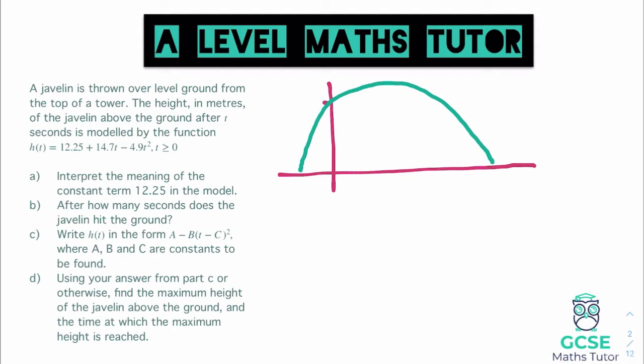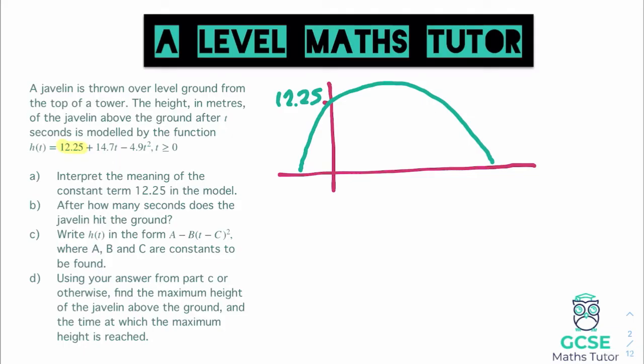Now if we look at the actual function here, we've been given a load of numbers. Now we should already know from sketching quadratics and just knowing about coordinate geometry and our line equations that one of those numbers there is our y-intercept, and it's the constant number, so not the t squared or the t, but the 12.25. So that 12.25 there in our function indicates where it crosses through the y-axis, and in the case of this question that is actually indicating the height at which it is thrown from. So that's 12.25. Now straight away that actually answers part A for us, because it says here, interpret the meaning of the constant term 12.25 in the model.